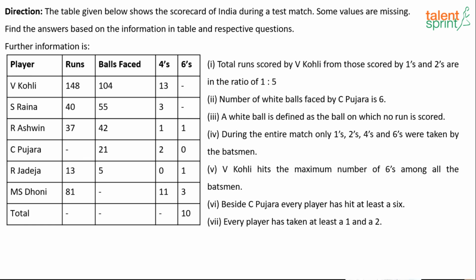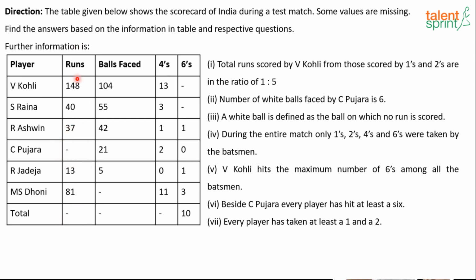Look at what it says. The table here is the scorecard of India during a test match. Some values are missing. Find the answers based on the information in the table and respective questions. So look at this. The players are V. Kohli, S. Raina, R. Ashwin, C. Pujara, R. Jadeja, and MS Dhoni. We have got the runs. Of course, the score for Pujara is not given here, it's missing.